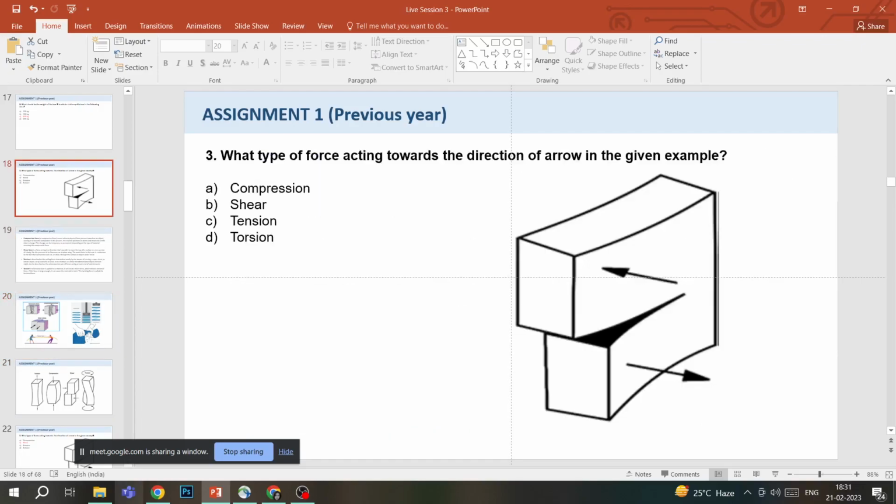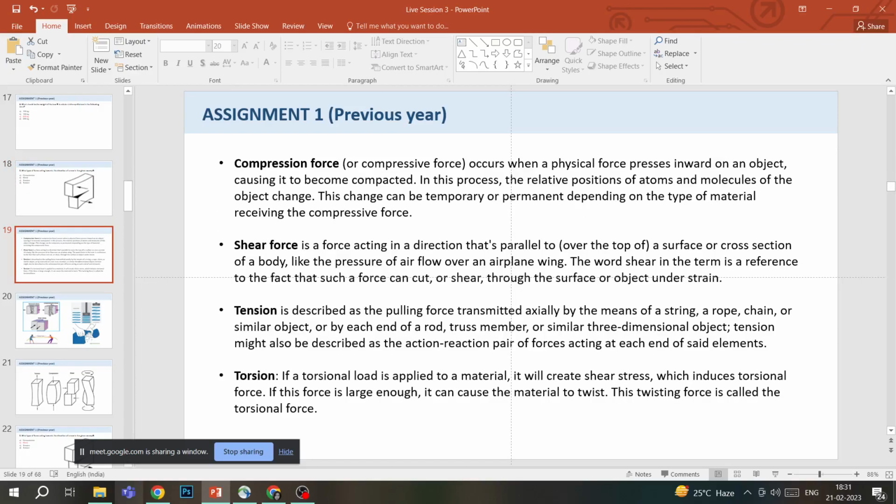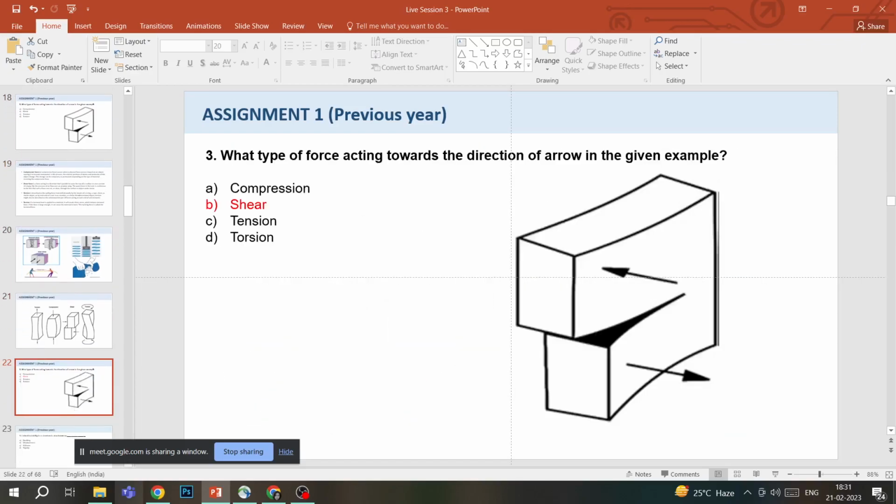So again, our question was, when you look at this image, what kind of force is happening over here? It's very clear from what we have understood now that it is a shear force, because it is splitting it in two parts and the force is happening in two parts. So basically it is tearing it apart.